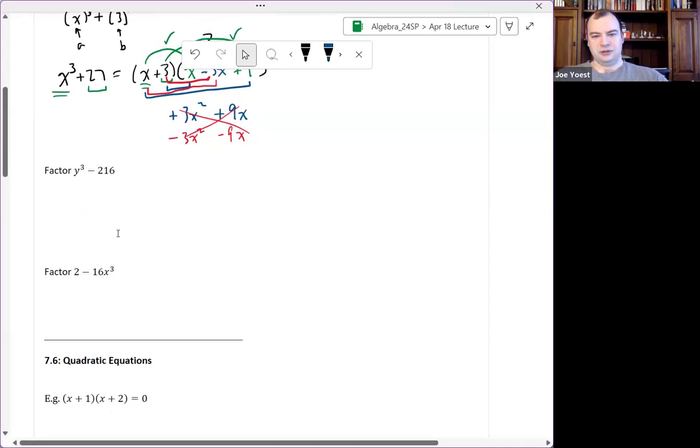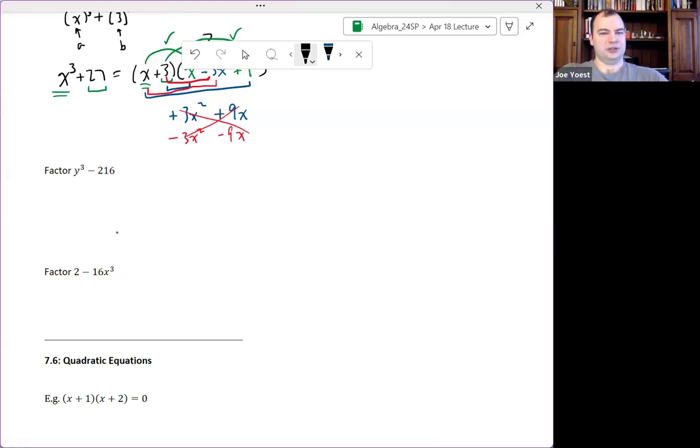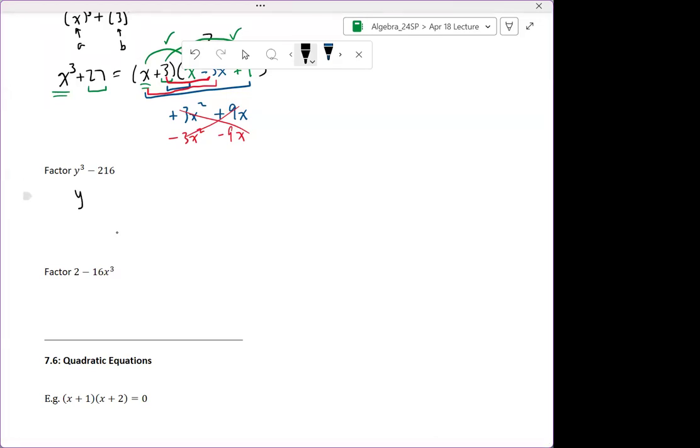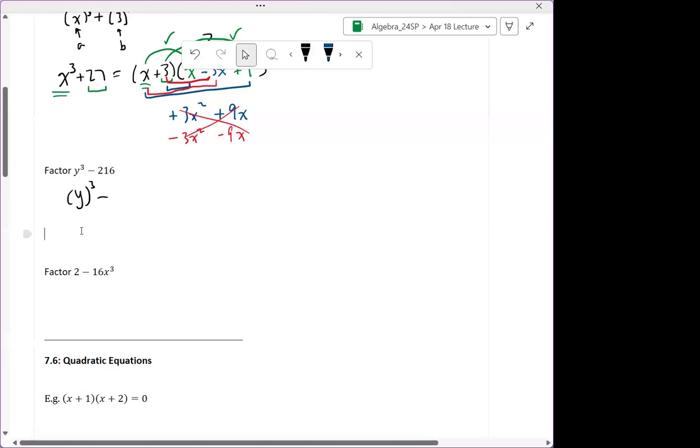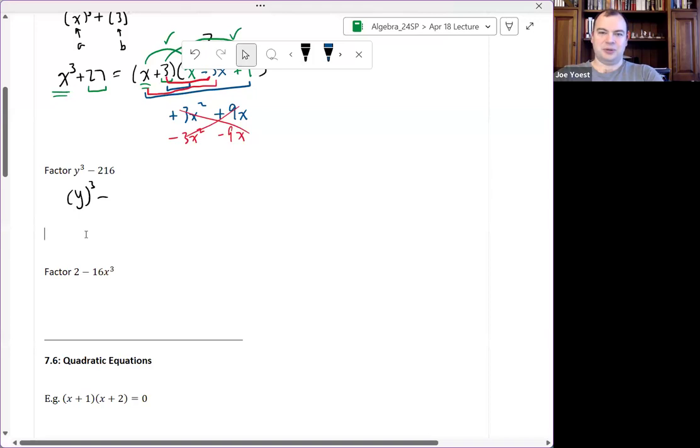Okay, so what about the difference of two cubes? y cubed minus 216. And here we might not recognize 216 as a cube, but we recognize y as a perfect cube, and we know that we have a special product. Yeah, is there a question? Okay, I know that I have a special product property.